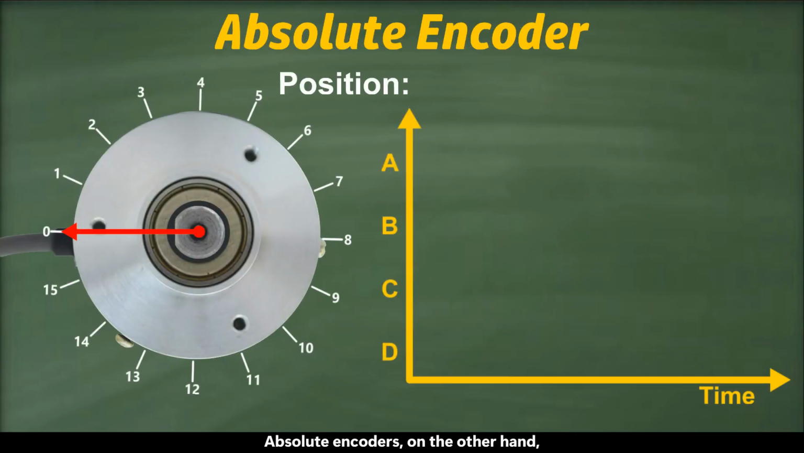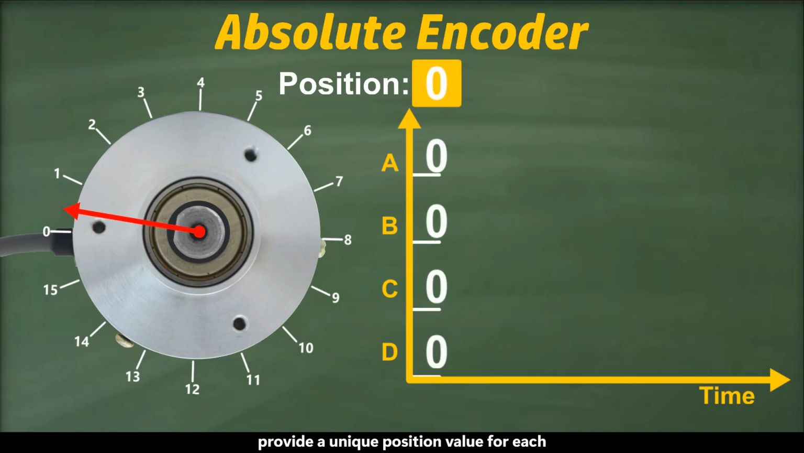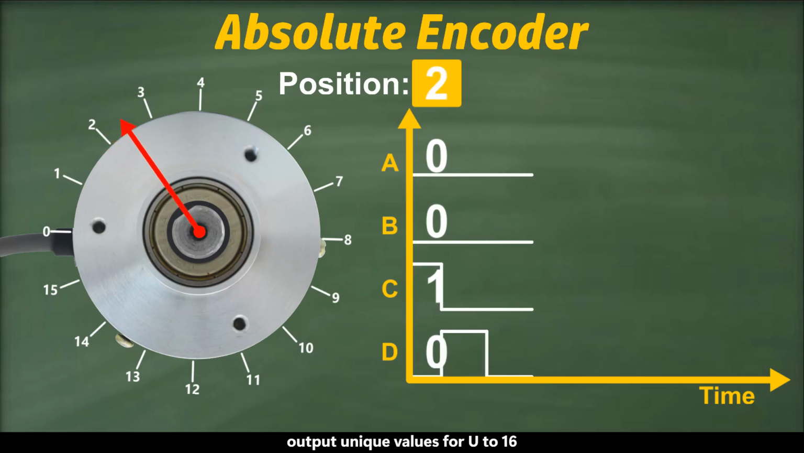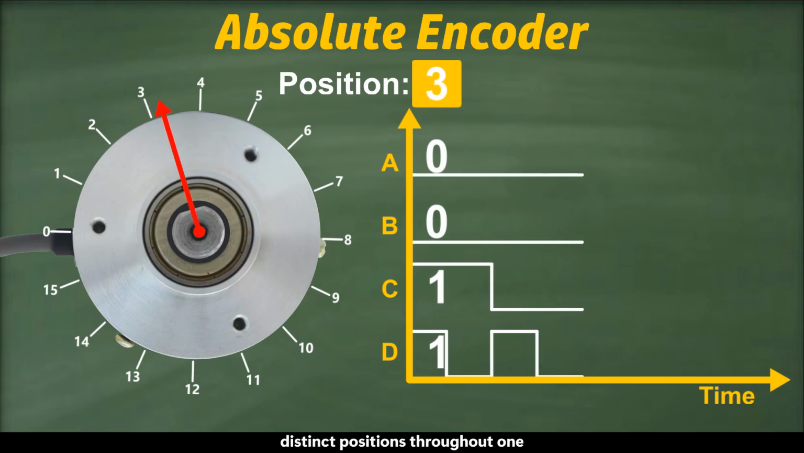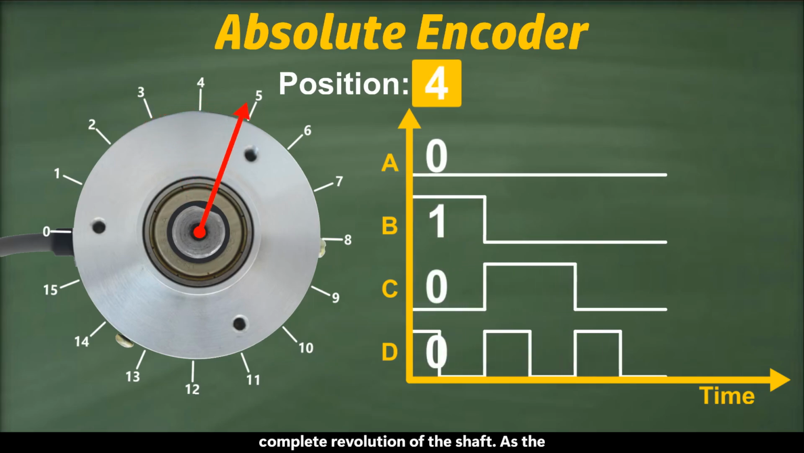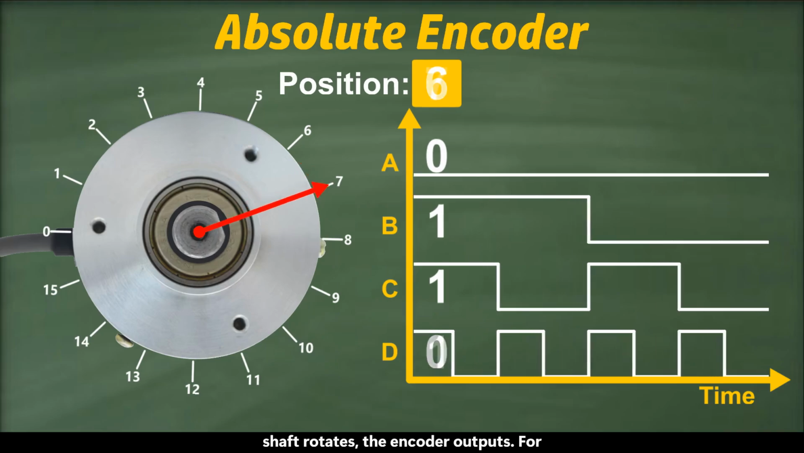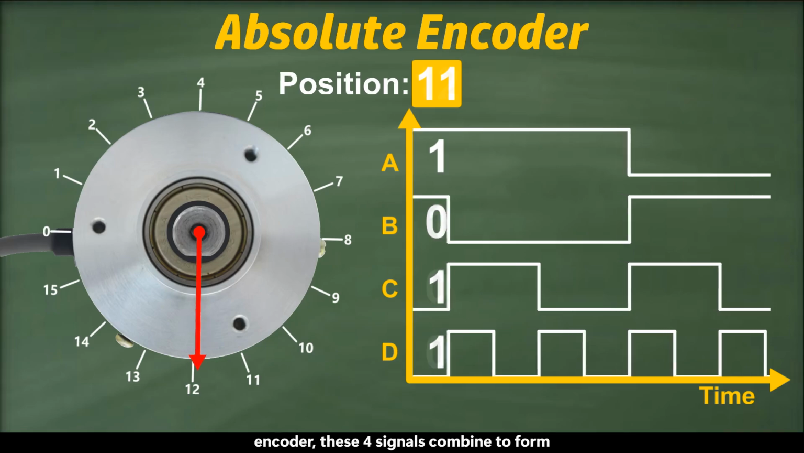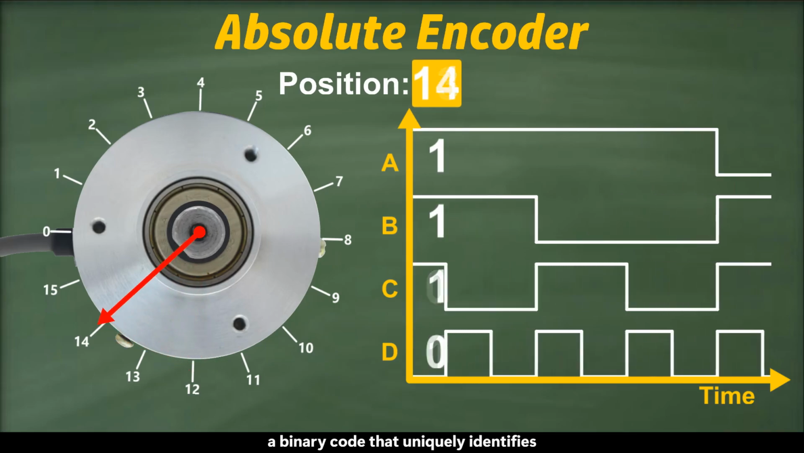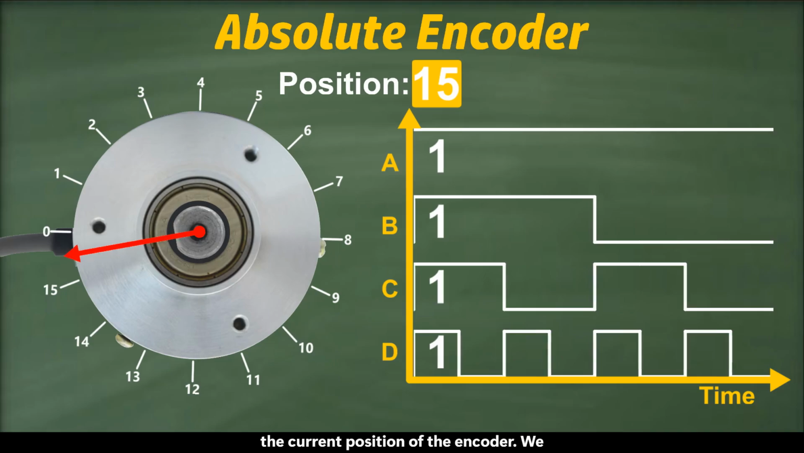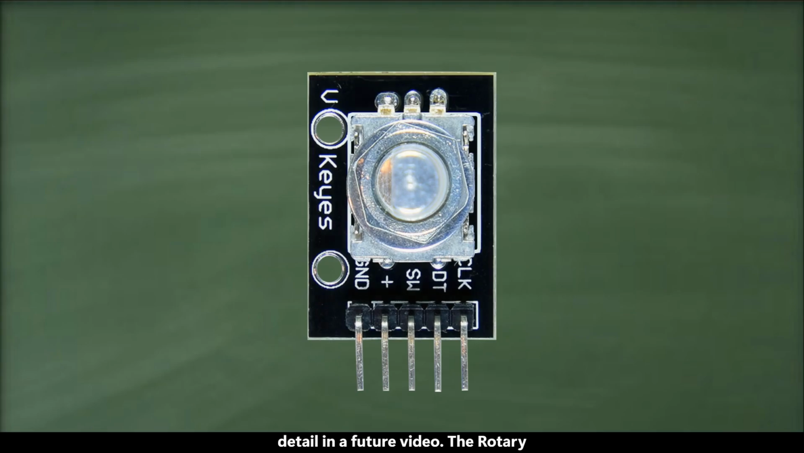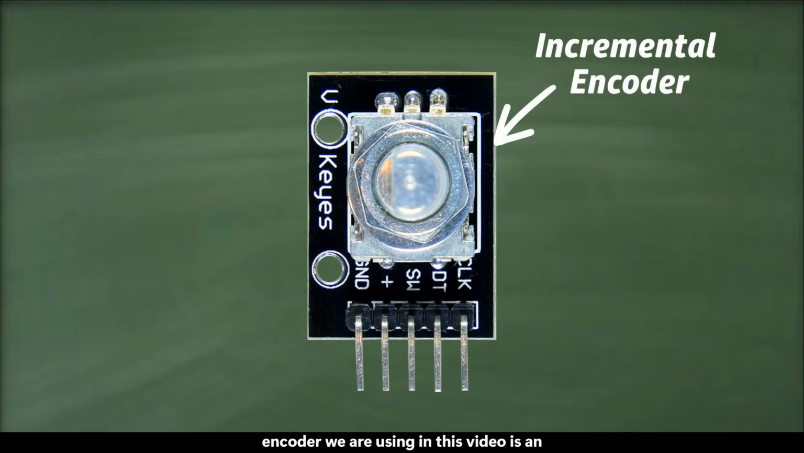Absolute encoders, on the other hand, provide a unique position value for each shaft position. For example, here we have a 4-bit absolute encoder that can output unique values for up to 16 distinct positions throughout one complete revolution of the shaft. As the shaft rotates, the encoder outputs 4 digital signals as it is a 4-bit encoder. These 4 signals combine to form a binary code that uniquely identifies the current position of the encoder. We will cover absolute encoders in more detail in a future video. The rotary encoder we are using in this video is an incremental encoder.